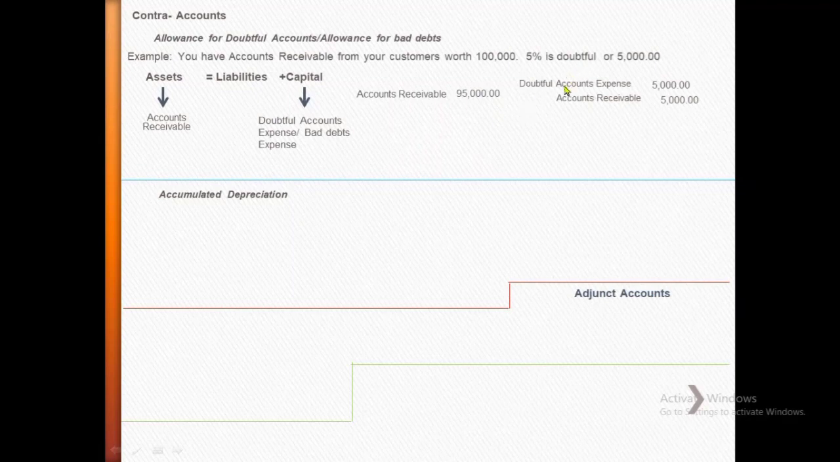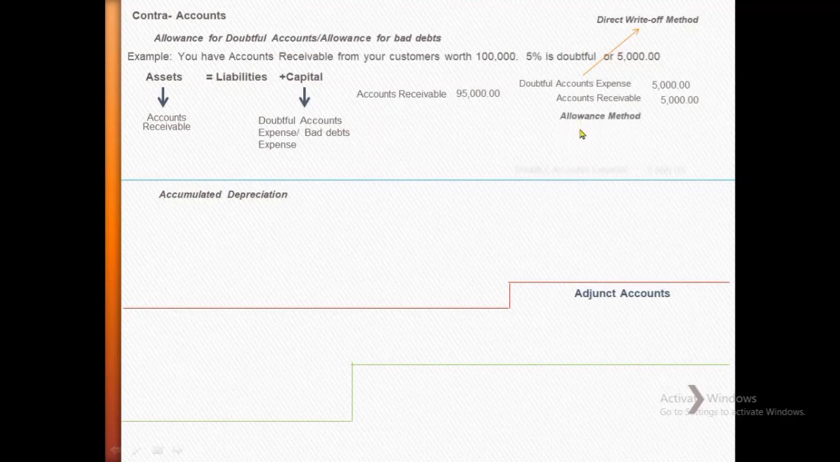Sir, where is the allowance for doubtful accounts? Wait, we will get to there. Actually, there are two methods in recording the doubtful accounts expense. One method is the direct write-off method. That's what we did right here. So this is the direct write-off method where we deducted the doubtful accounts expense directly against the accounts receivable. We have another method which is the allowance method.